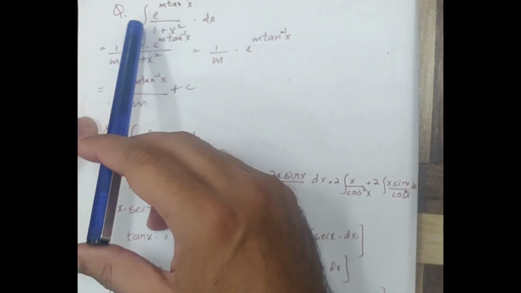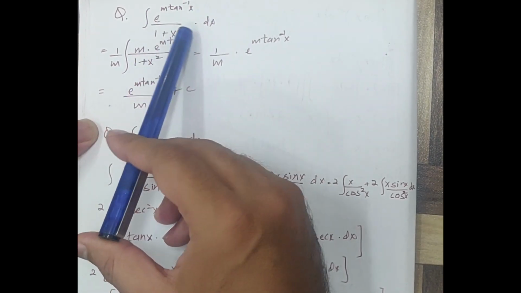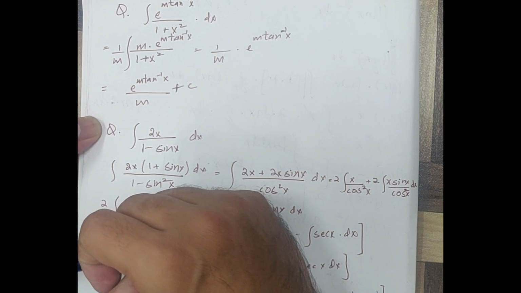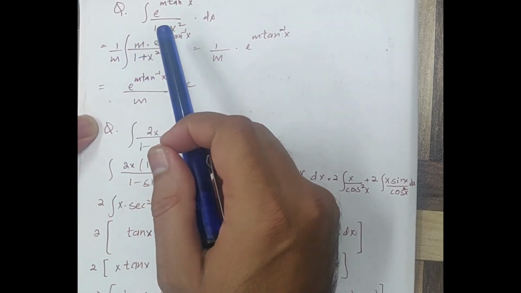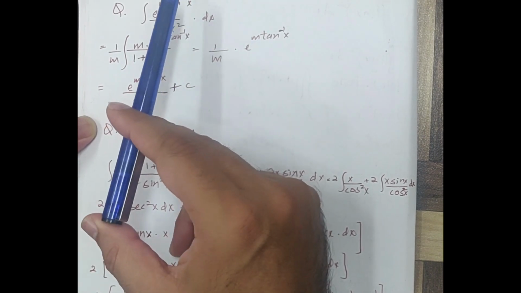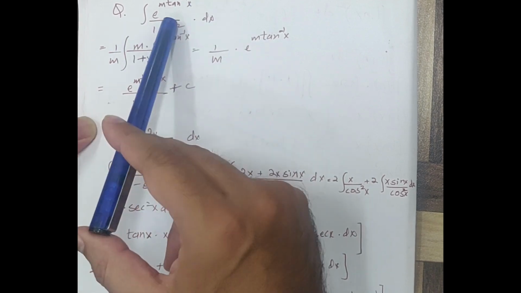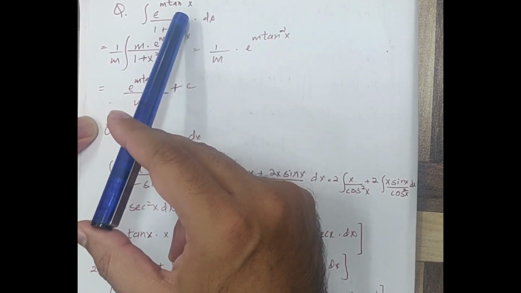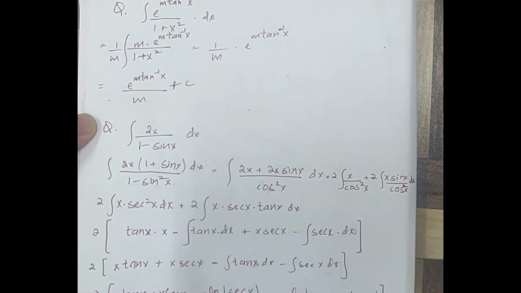Our first problem is the integral of e to the m tan inverse x divided by 1 plus x squared dx. As we can see from this expression, it involves two main functions: e to the m tan inverse of x, and the second function, which is 1 over 1 plus x squared.